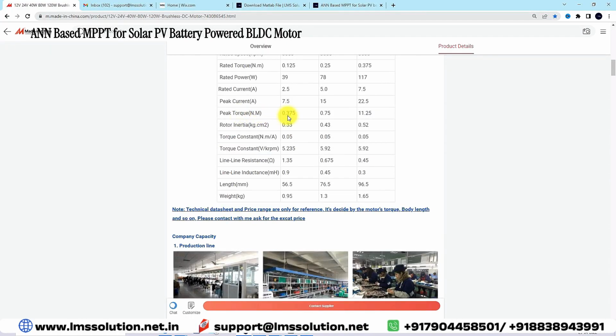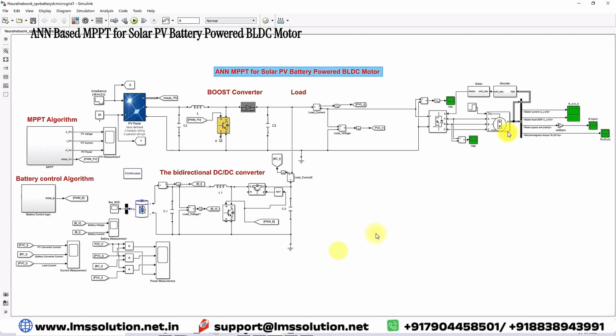The peak torque is 0.375 and the inertia of the motor is 0.33 and the torque constant is 0.05 Newton meter per amp, and then the voltage constant is 5.235 volt per kilo rpm, and the line to line resistance is 1.35 ohms and the line to line inductance is 0.9. It's the same data we are going to use for the design.